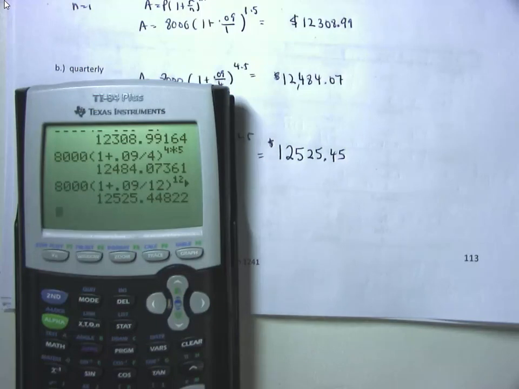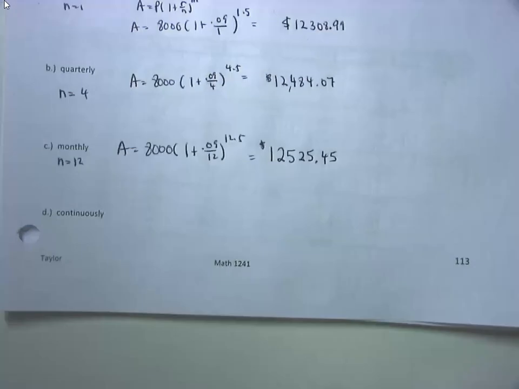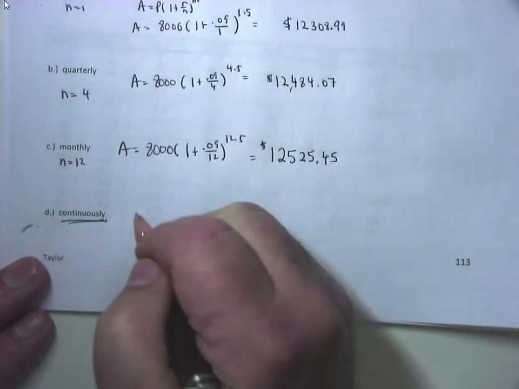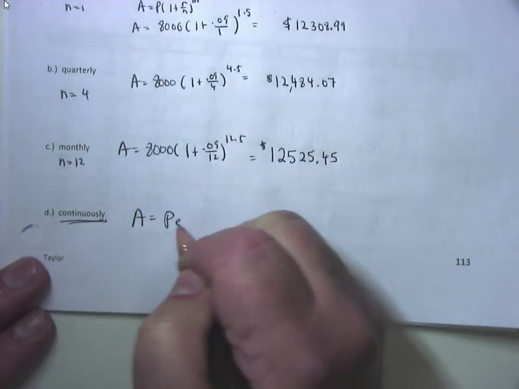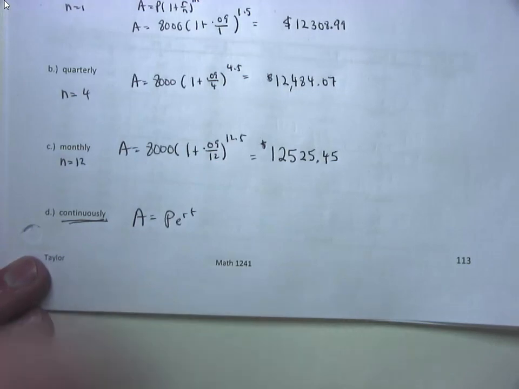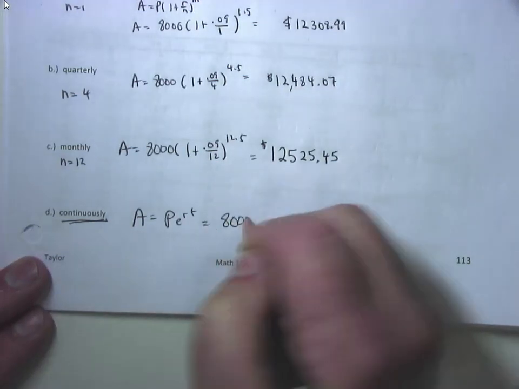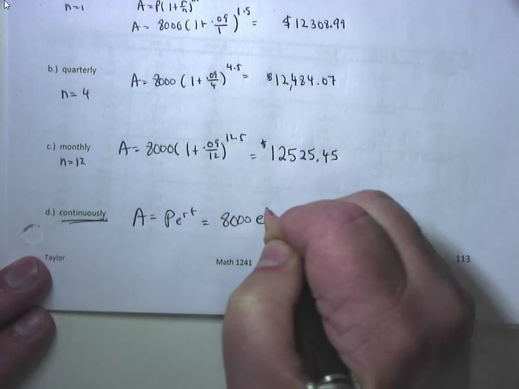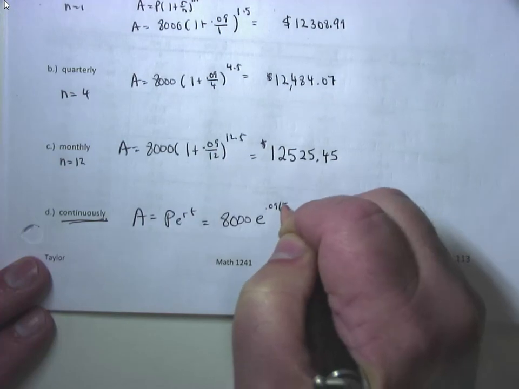So I earned another $30, right? $31. And if I compound it continuously, when you hear the word continuously, we change the formula to the famous PERT formula, where P, my principal, is $8,000, e raised to the interest rate 0.09 raised to your time, which is 5.